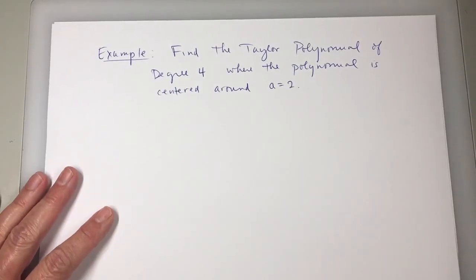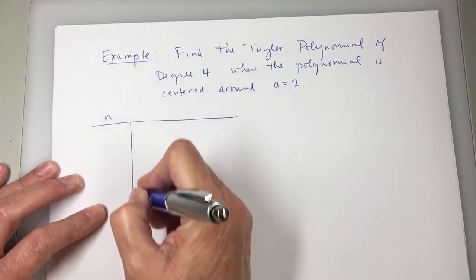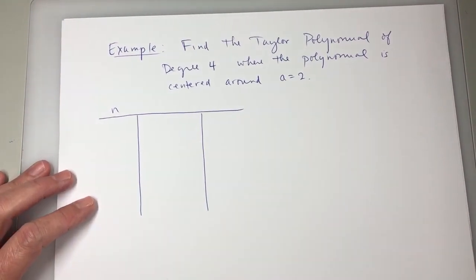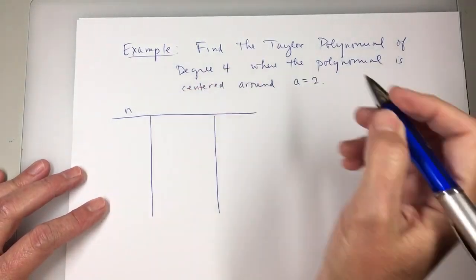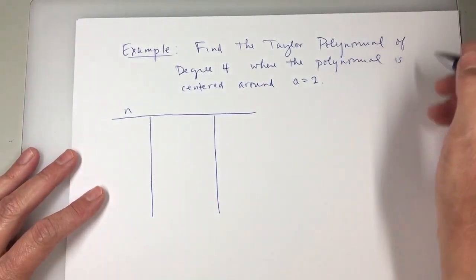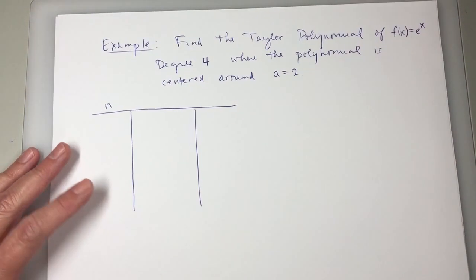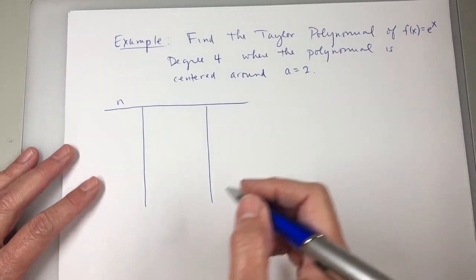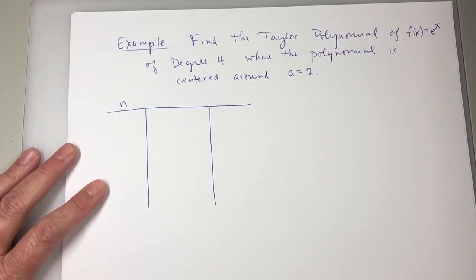For this problem, I am going to go with my chart, values for n, and if it's a Taylor series, it would go to infinity, but a Taylor polynomial, we'll cut it off when the degree is 4. And then, I didn't tell you the function. Find the Taylor polynomial of f of x equals e to the x, right there, of degree 4, where the polynomial is centered around x equals 2.